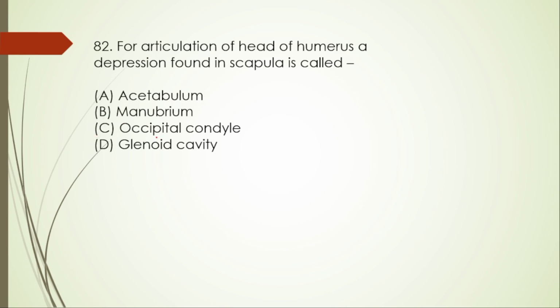Manubrium, C. occipital condyle, and then D. glenoid cavity. So here the right option is glenoid cavity. What it is actually, it's a shallow pyriform articular surface located on the lateral angle of the scapula.